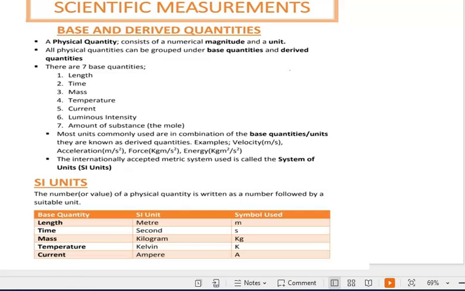So these scientific measurements are categorized into two. We have the base and the derived quantities. The base and the derived quantities are physical quantities that consist of a numerical magnitude as well as a unit. These physical quantities are grouped into two types. Number one, we have what we call the basic quantity.